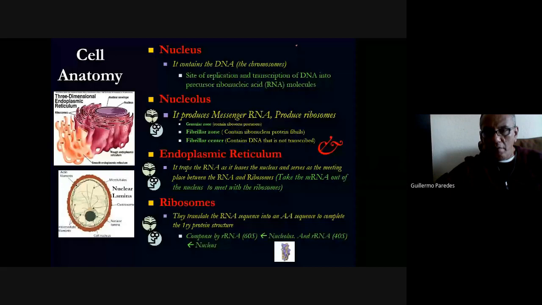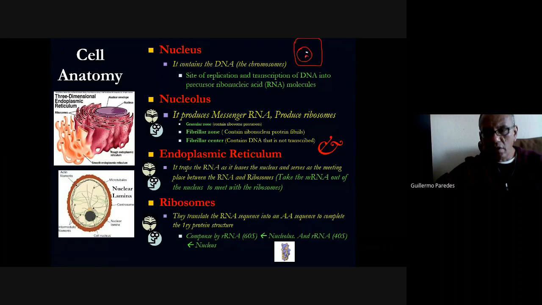Okay, so here we have the cell. Here is the nucleus. And here we have another structure. This small structure is called the nucleolus. And this big structure is called the nucleus.